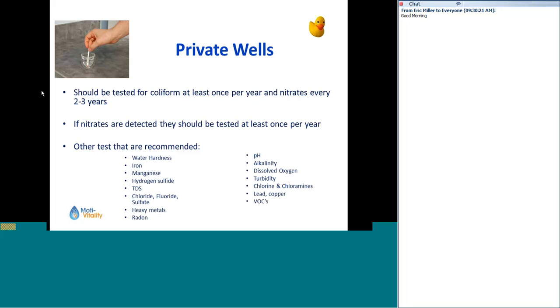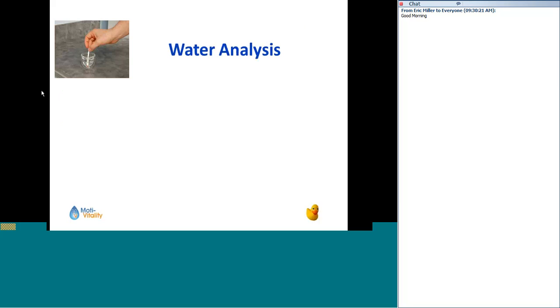VOCs should also be tested for. Pesticides, herbicides, protozoan cysts. Okay, so let's talk about the water analysis. Like I said, these came straight out of the book, and when you take a sample, the analysis should be done on it pretty quickly.